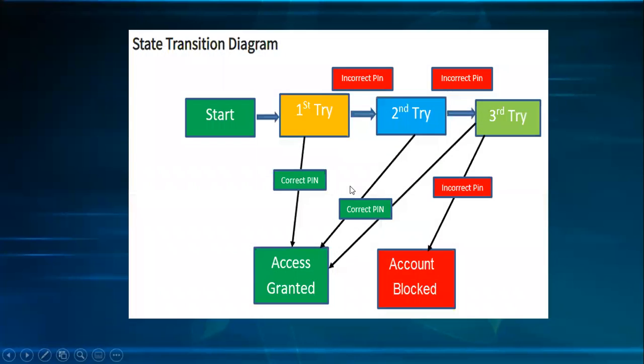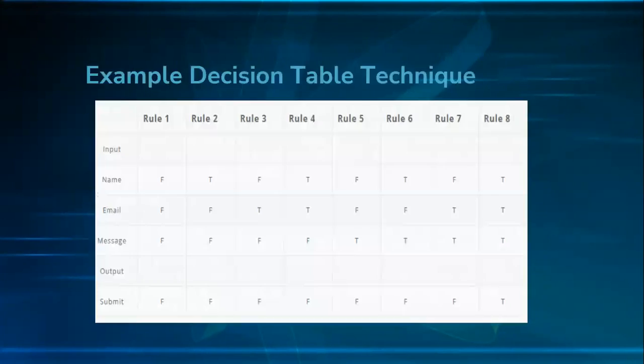So the next one, rule 6, states that I've got the correct name, my email is false, no email, and the last one, I've got the right message, but this email is still needed, so it's false. Rule 7, I've got false name, false email, true message, which is still false.